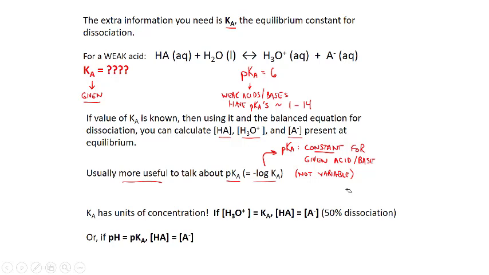Now, something else to notice about Ka's and pKa's is that Ka has units of concentration. So what that means is that if your hydronium concentration is equal to your Ka, then your HA and your A minus concentrations are equal. Or another way of thinking of that is that if your pH is equal to your pKa, then your HA is equal to your A minus. We're going to come back to this point later on.